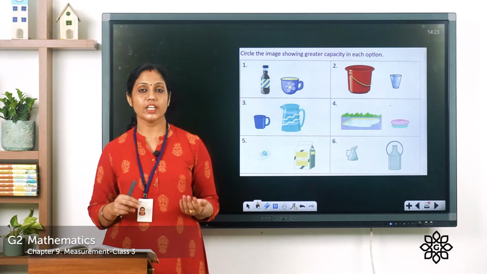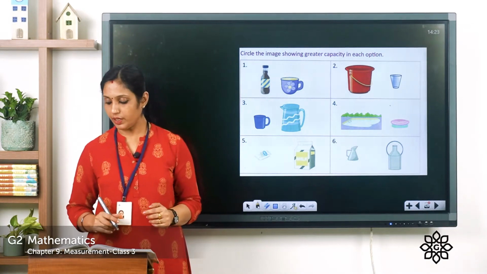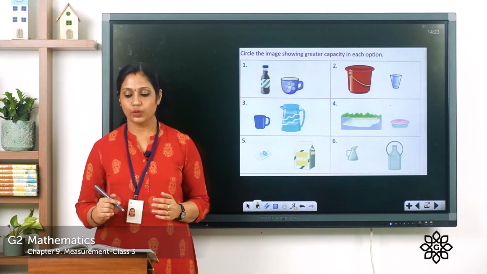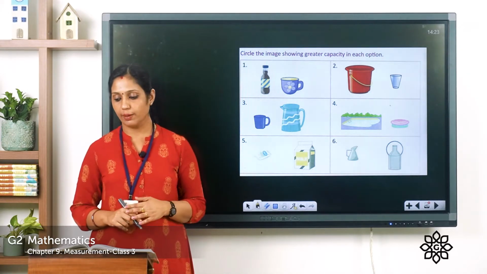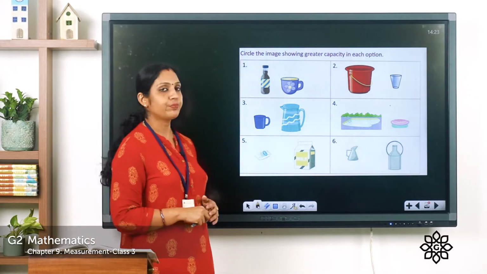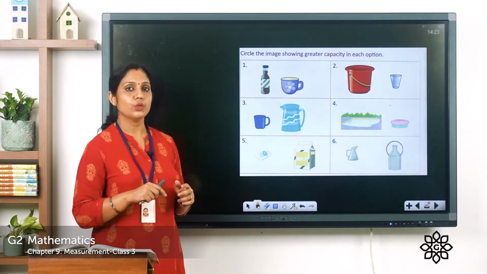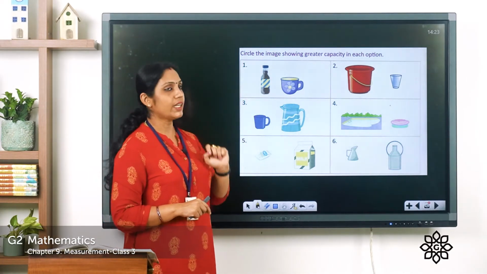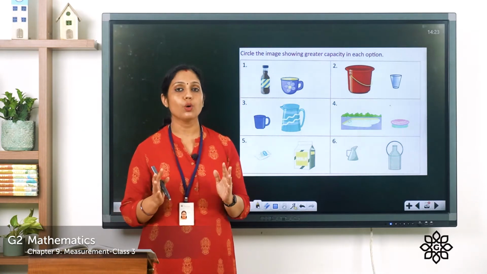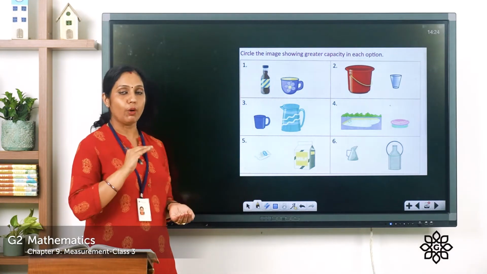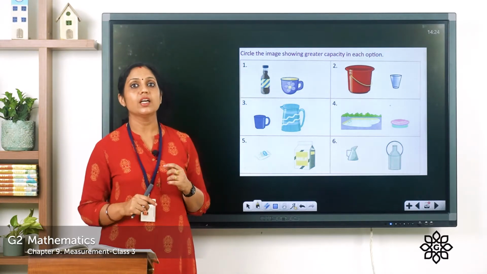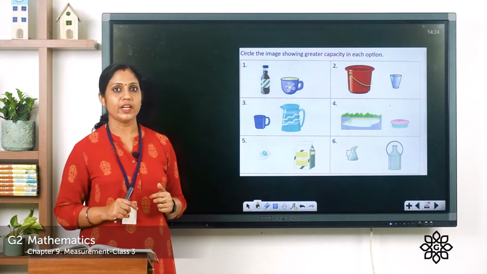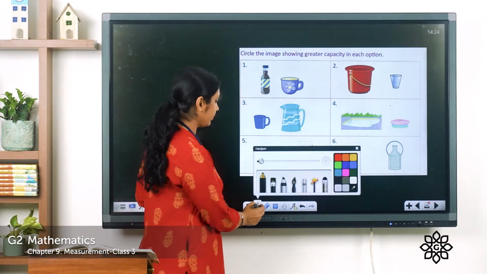Now in your textbook, page number 133, you have the exercise. Circle the image showing greater capacity in each option. Now look at the first picture. You have a bottle and a cup. Which holds greater capacity? Can a bottle hold a greater capacity, or can a cup hold greater capacity? A bottle can hold greater capacity, right? So you can circle that.